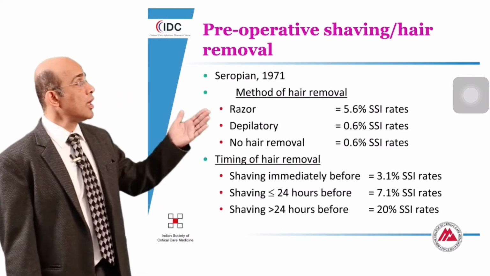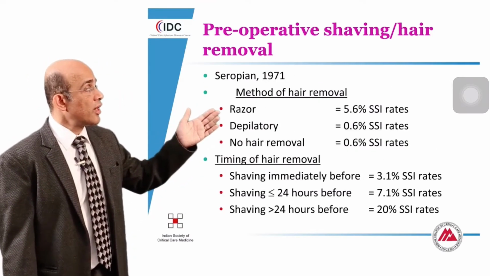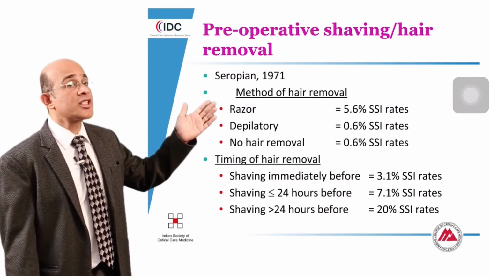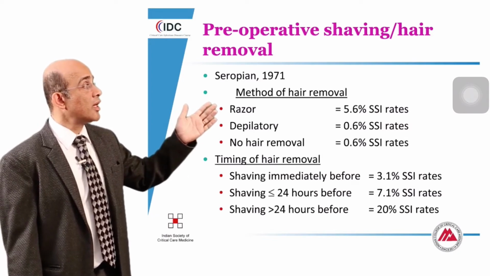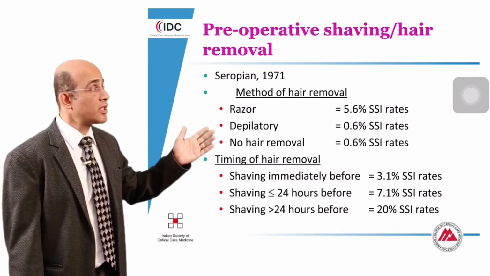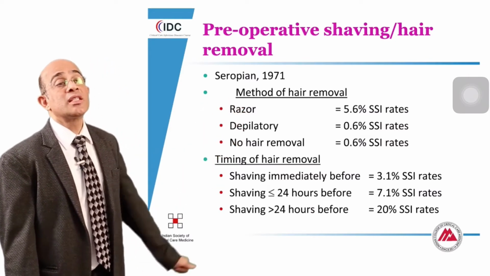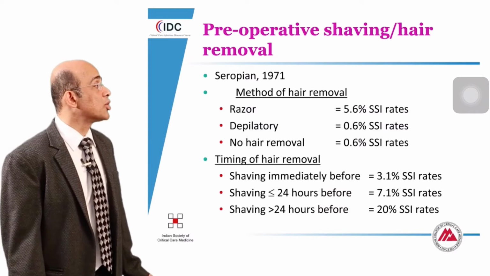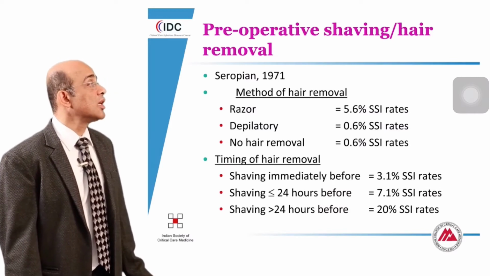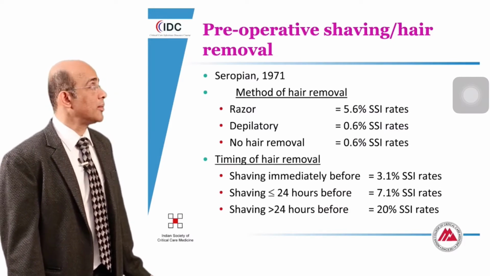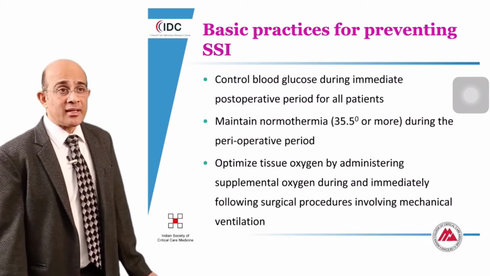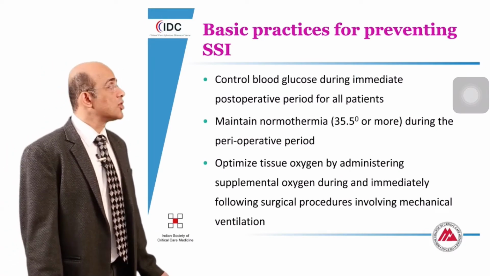It has been shown that the surgical site infection rate with a razor is almost 5.6%. With depilatory cream or no hair removal, it is as low as 0.6%. And the timing also matters. Shaving before 24 hours, 7.1%, as compared to shaving immediately before the surgery, which is only 3.1%. Several basic practices have been recommended for preventing surgical site infections.